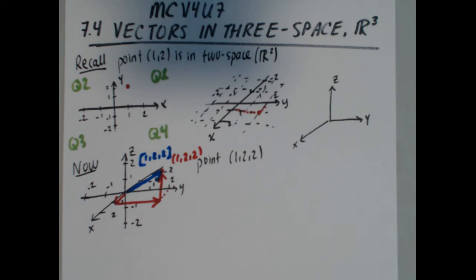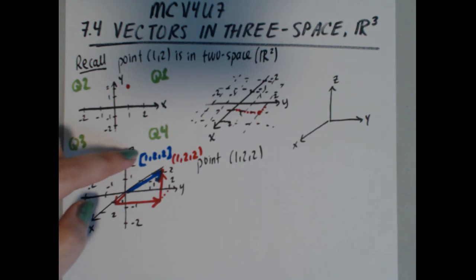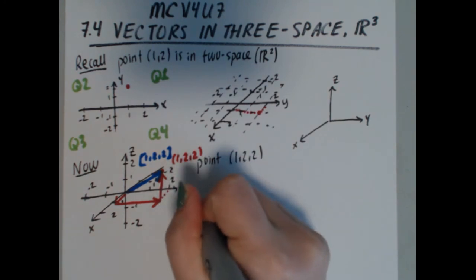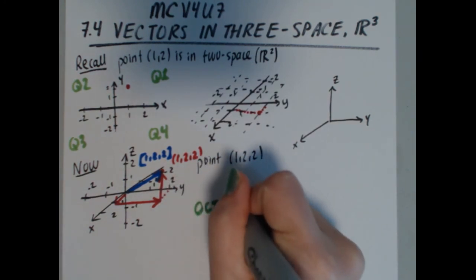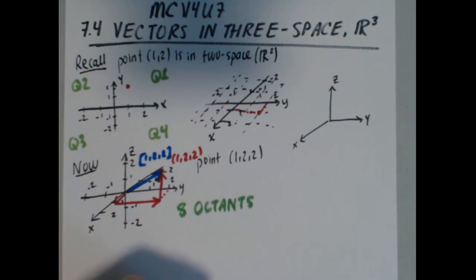Now something interesting to point out here. You see how I discussed the 4 quadrants here? The prefix for that is quad, meaning 4. I don't have 4 regions anymore, I have 8. And so I don't have quadrants, I have octants. Okay? There are 8 octants. And we're going to describe what each of these are.